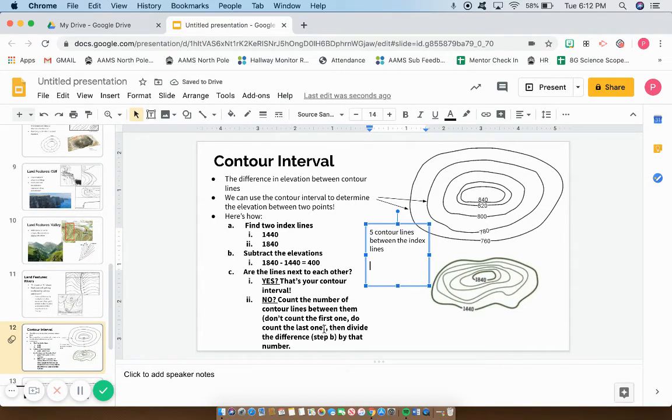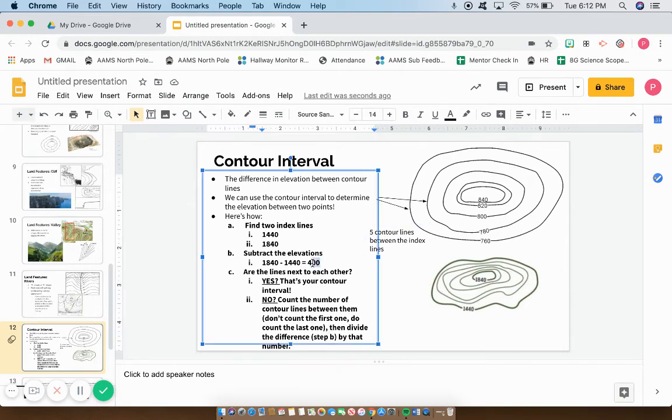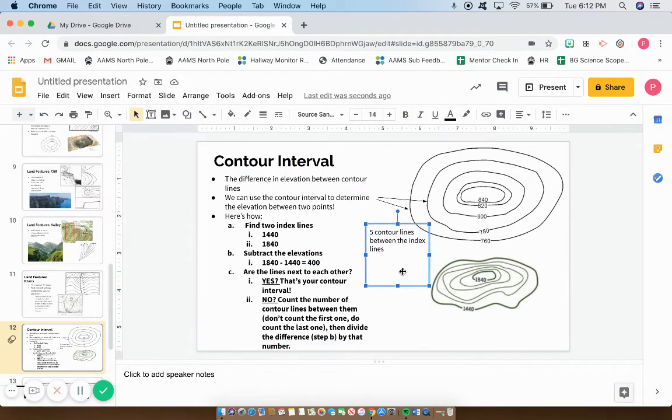Okay. Then we will divide the difference from step B, so 400. We will divide our 400 by the number we just found, which was our 5 contour lines. And 400 divided by 5 gets us 80 feet. So that's it, guys. We have found our contour interval.